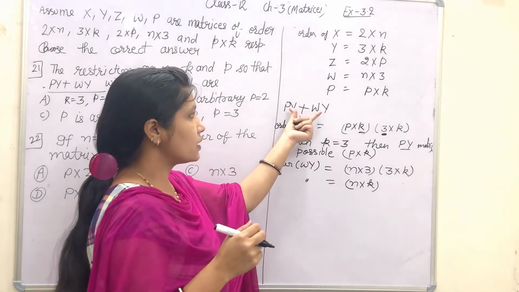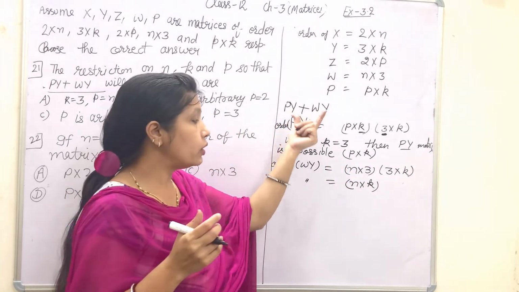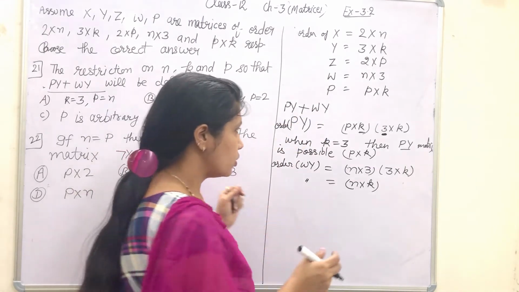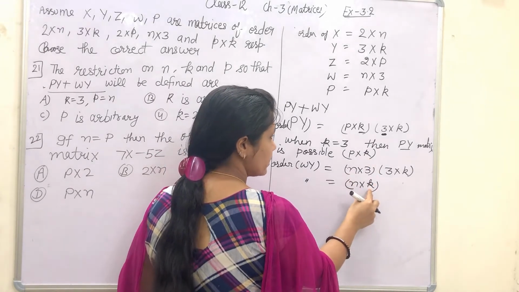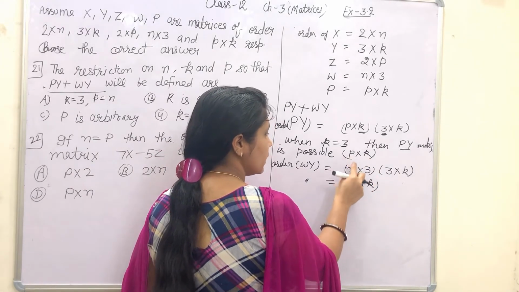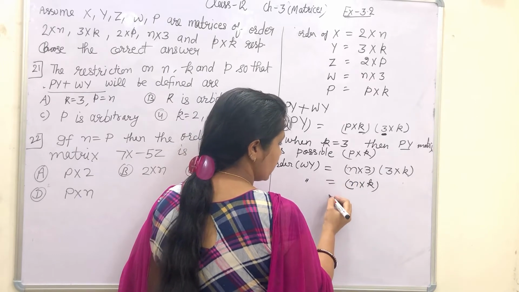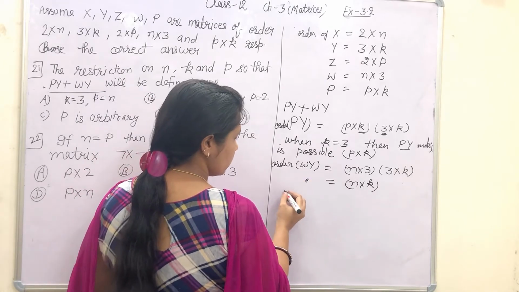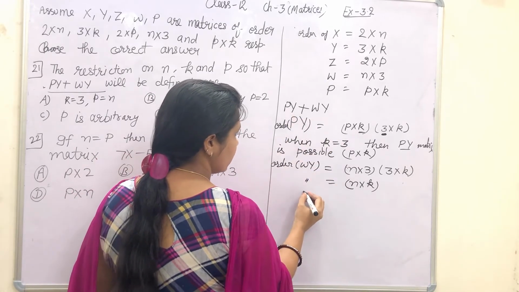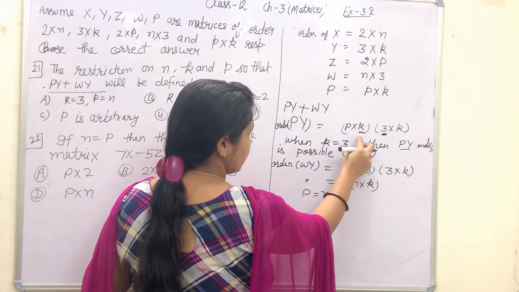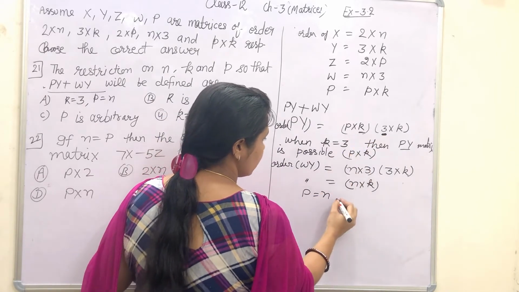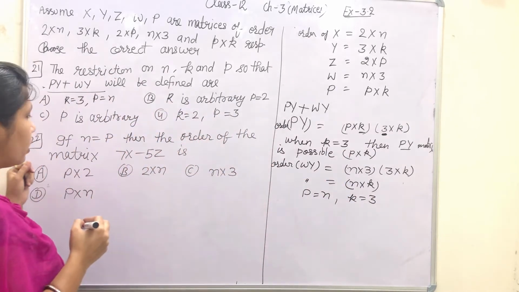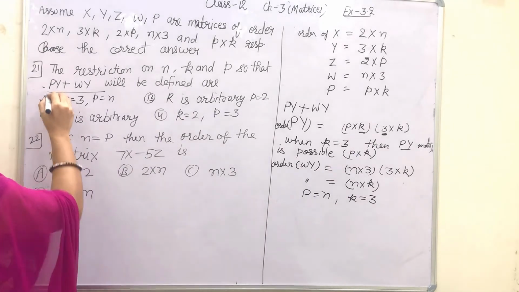We know that the sum of matrix is possible only when the order of py is equal to the order of wy. So here you can see the columns are same but the rows are here p and here n. So we can also say that the restriction on Py plus Wy is P equal to N, and here we get our one restriction, that is K equal to 3. We get our two restrictions. So our option A is correct.